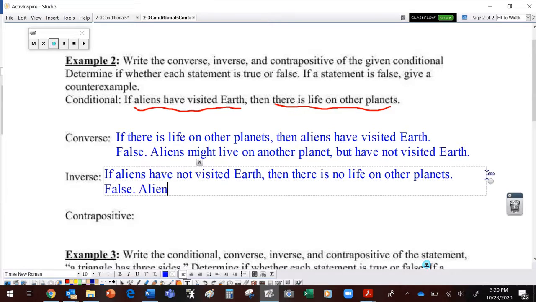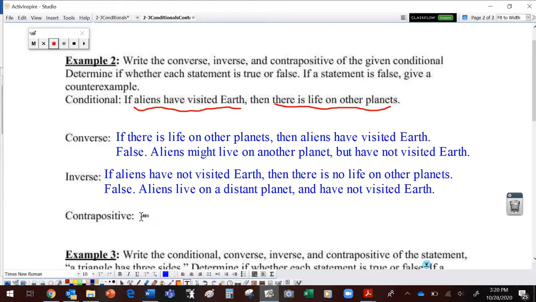Maybe aliens live on a distant planet and have not visited Earth. Okay, it's entirely possible. They haven't visited Earth, but they're still on another planet. It's totally possible. Okay, then lastly, we have the contrapositive. In the contrapositive, we take the original conditional statement, we negate both, and we reverse them.